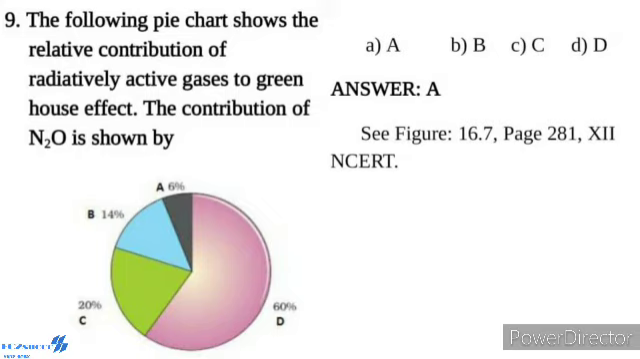How can we control global warming? The measures include cutting down the use of fossil fuels, improving the efficiency of energy usage, reducing deforestation, planting trees, and slowing down the growth of the human population. International initiatives are also being taken to reduce the emission of greenhouse gases into the atmosphere. So the correct answer: option A is nitrogen oxide, B is chlorofluorocarbon, C is methane, D is carbon dioxide.